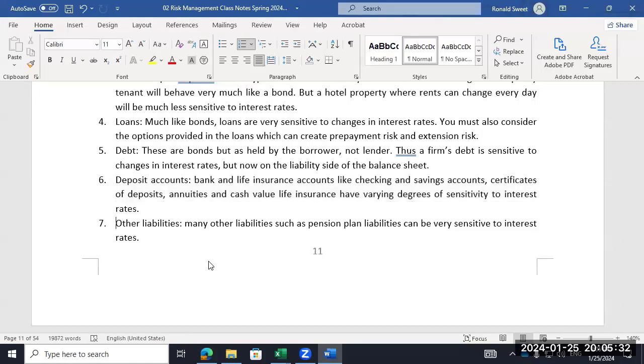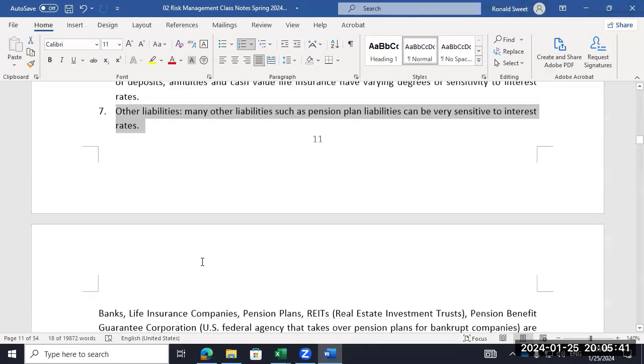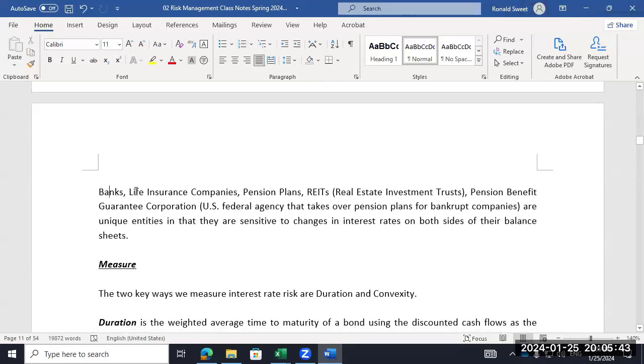We're going to talk a lot about pension liabilities, very, very sensitive to interest rates, maybe one of the most sensitive there is. So we're going to do a lengthy discussion of that. But banks, life insurance companies, pension plans, real estate investment trusts, we'll talk about the Pension Benefit Guaranty Corporation. They're all very sensitive to interest rates. Are there any particular stocks that are really more sensitive to interest rates than others?